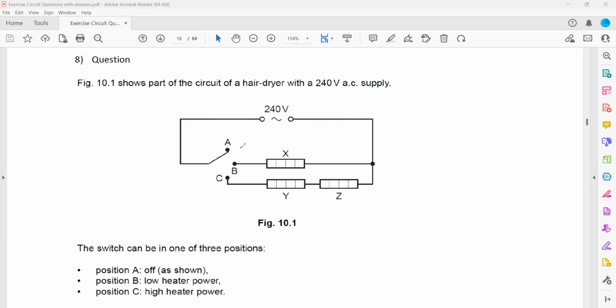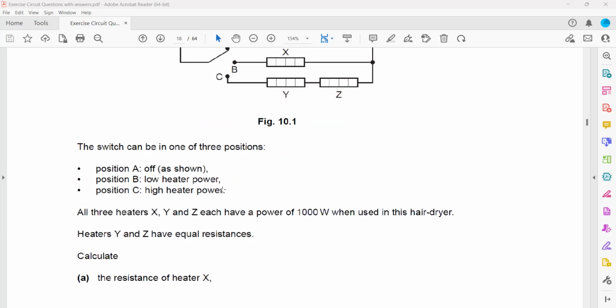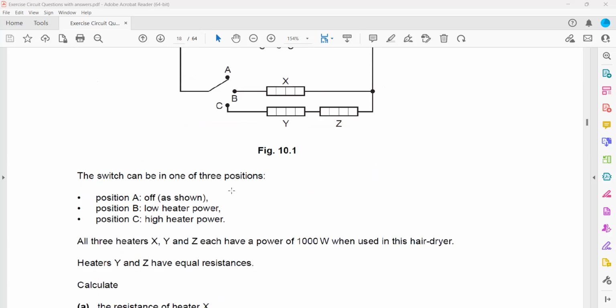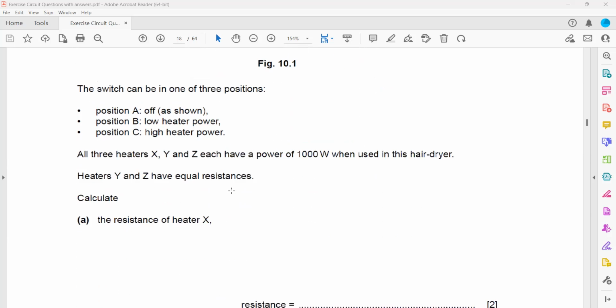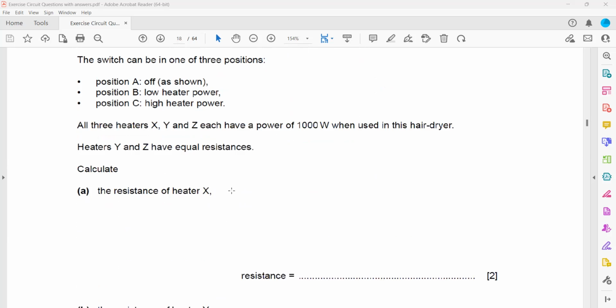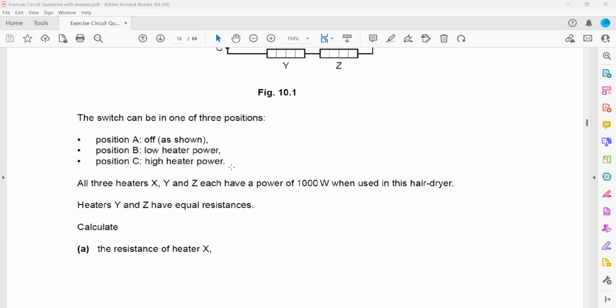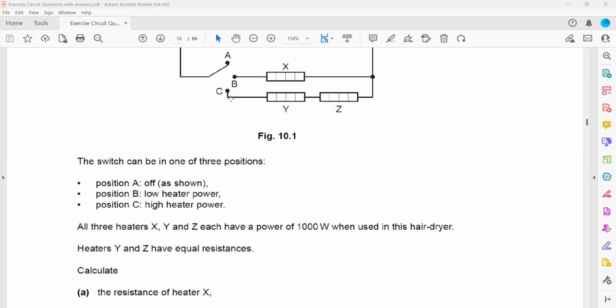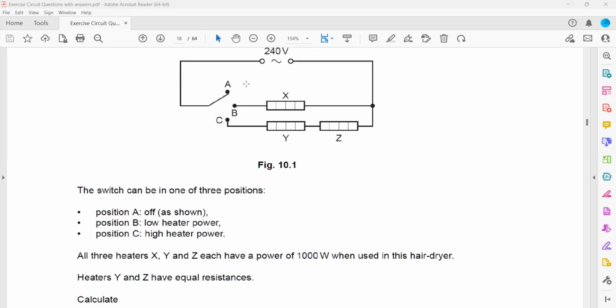So in the first part, all 3 heaters, X, Y, and Z, each have a power of 1000 watt. Heater Y and Z have equal resistance. Calculate the resistance of heater X. So how can we work out the resistance of heater X?